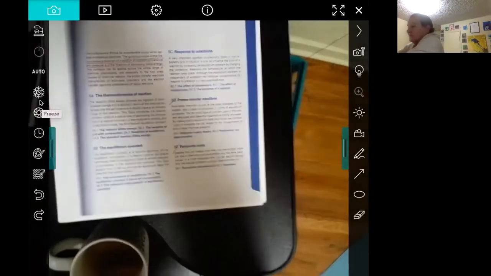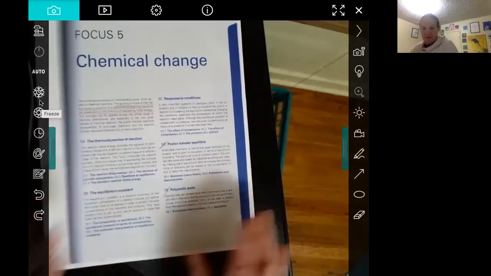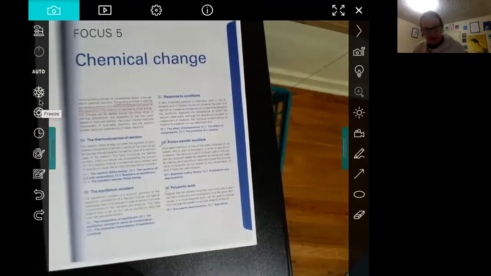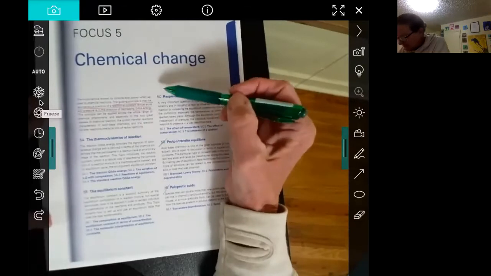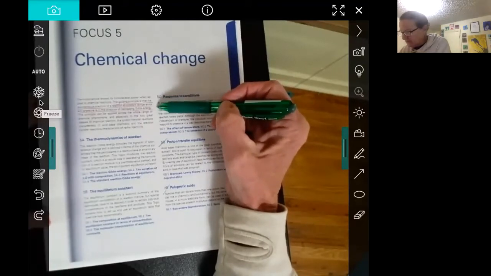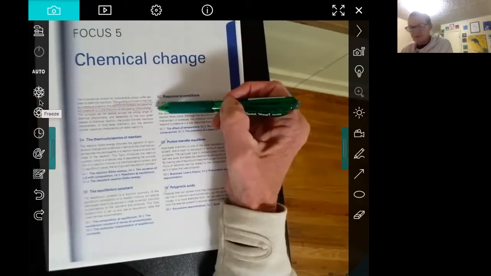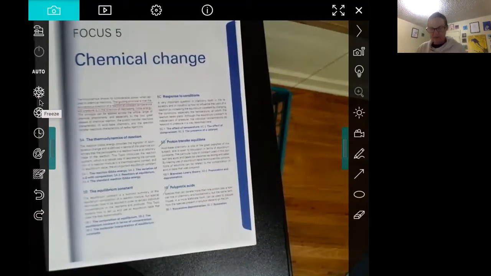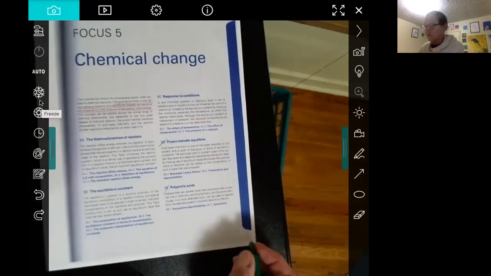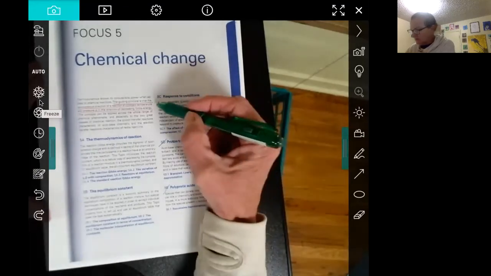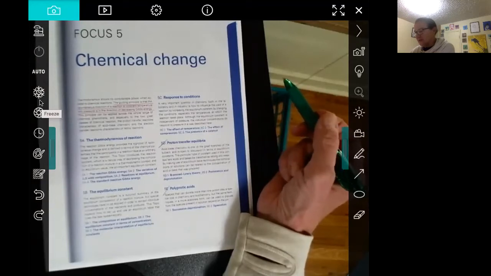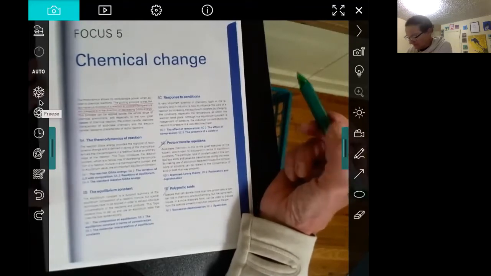Okay, focus 5. Chemical change. So the guiding principle is that the spontaneous direction of a reaction at constant temperature and pressure is in the direction of decreasing Gibbs energy. From what you already know, that's equivalent to saying that it goes in the direction of increasing total entropy of the universe. Because when we're at constant temperature and pressure, we have that relationship between delta S total and delta G, where they're the negative of each other.